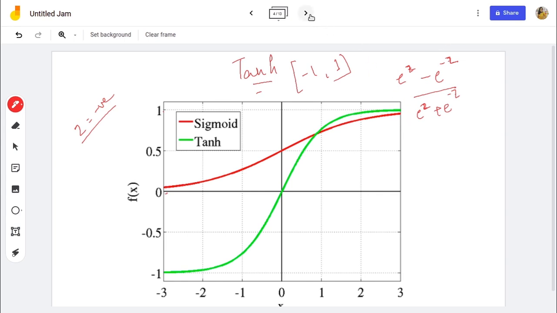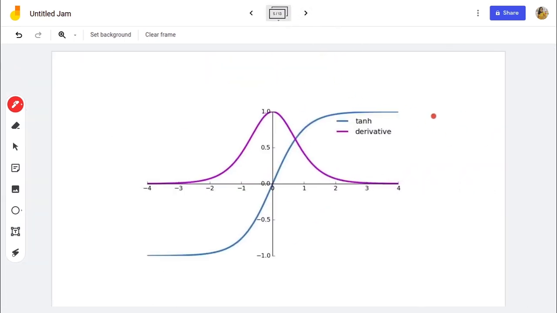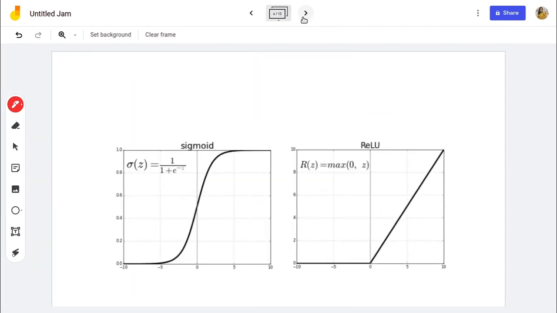Now again the derivative is pretty easy here. The derivative is equal to 1 minus a square, where a is e to the power z minus e to the power minus z by e to the power z plus e to the power minus z. Simple. Again, it's very easy to calculate this, and this is because you already know the value of a. It has already been calculated here.